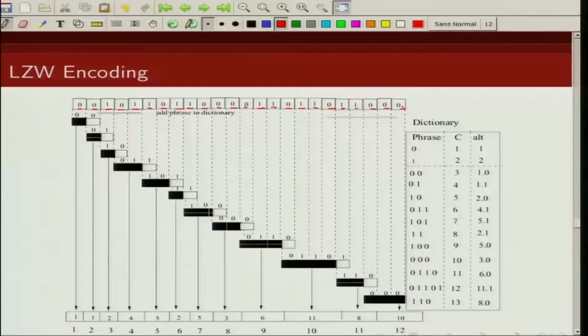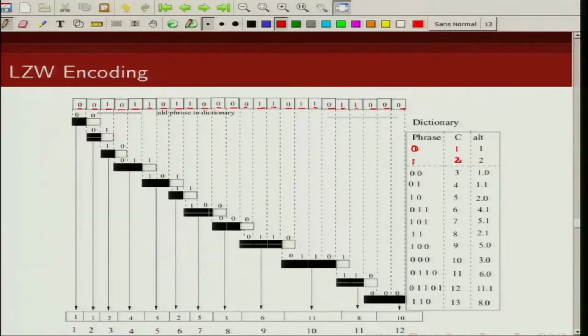Lempel-Ziv-Welch algorithm. So what is the first step? The first step is to initialize the dictionary with all length 1 phrases. Here we are talking about a binary sequence. So those length 1 phrases are 0 and 1. We are indexing them by 1 and 2.